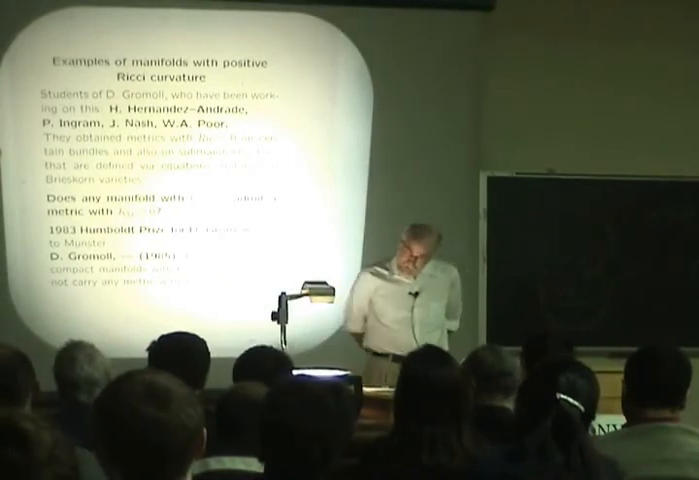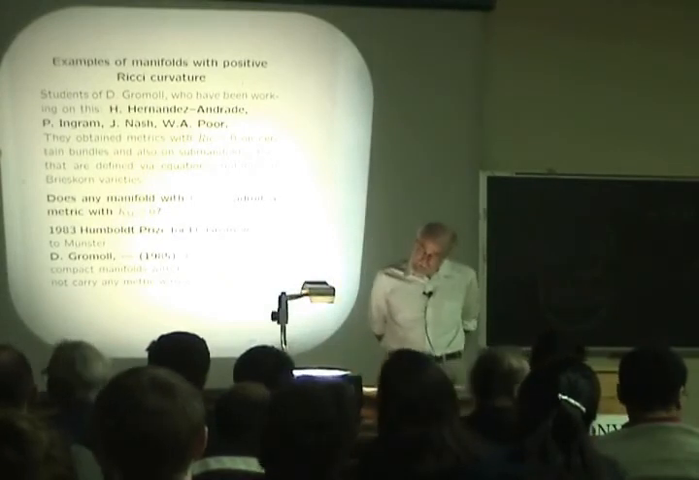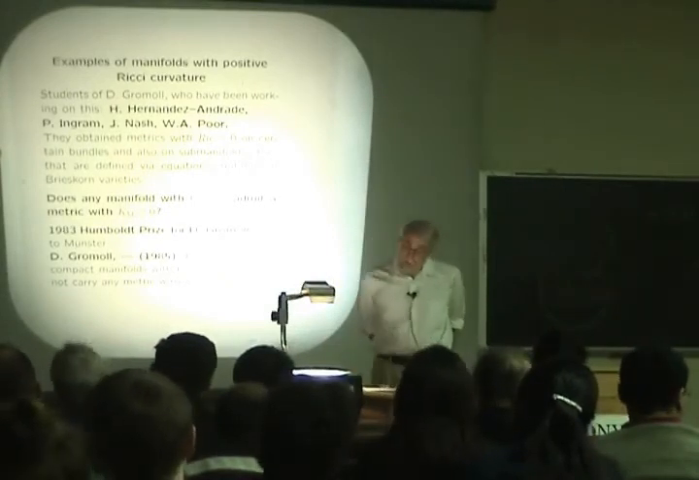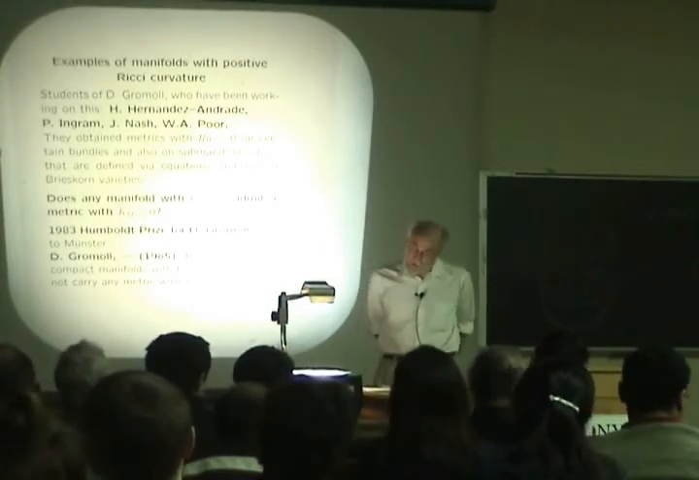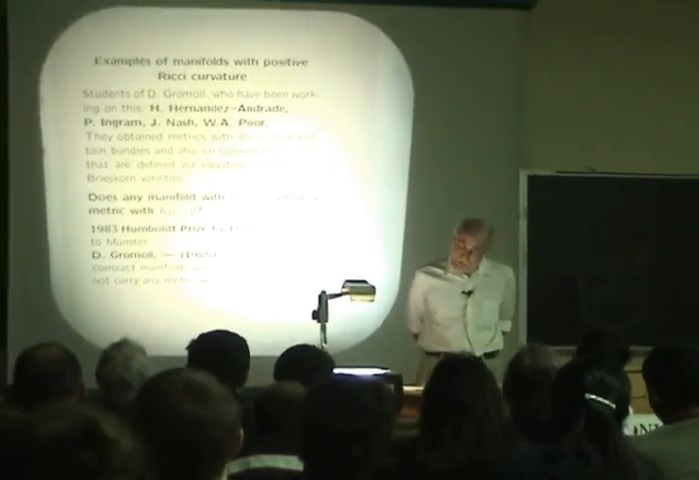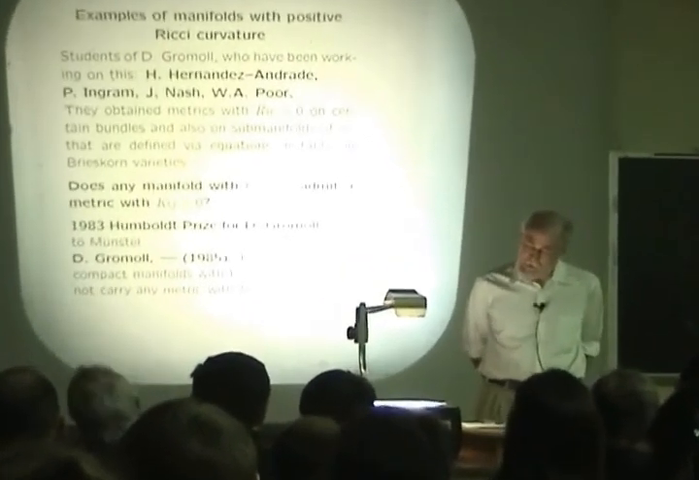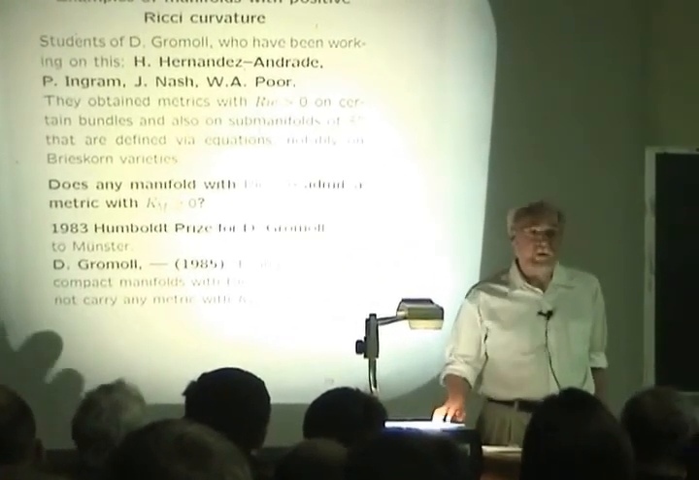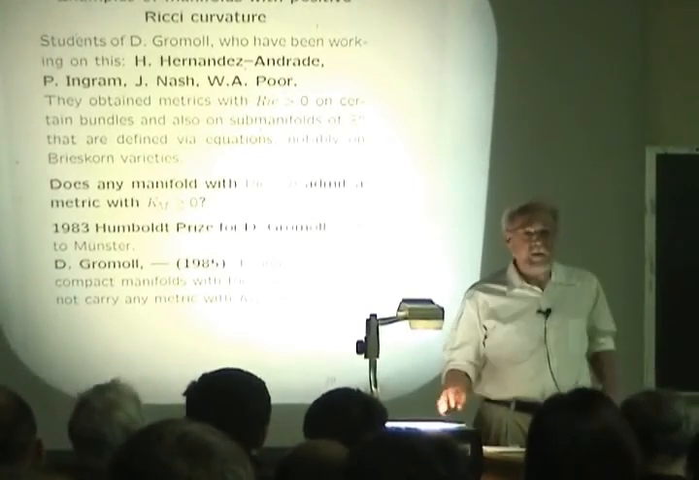So these students of his obtained a number of examples of manifolds of positive Ricci curvature on various kinds of bundles over compact manifolds, and also on various kinds of submanifolds of Euclidean space, particularly the Rees point varieties, which were the rage in the 60s and 70s.